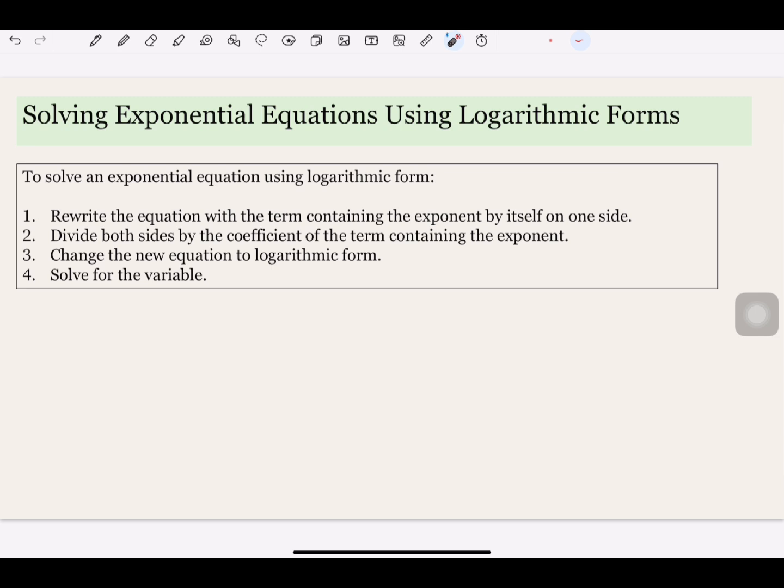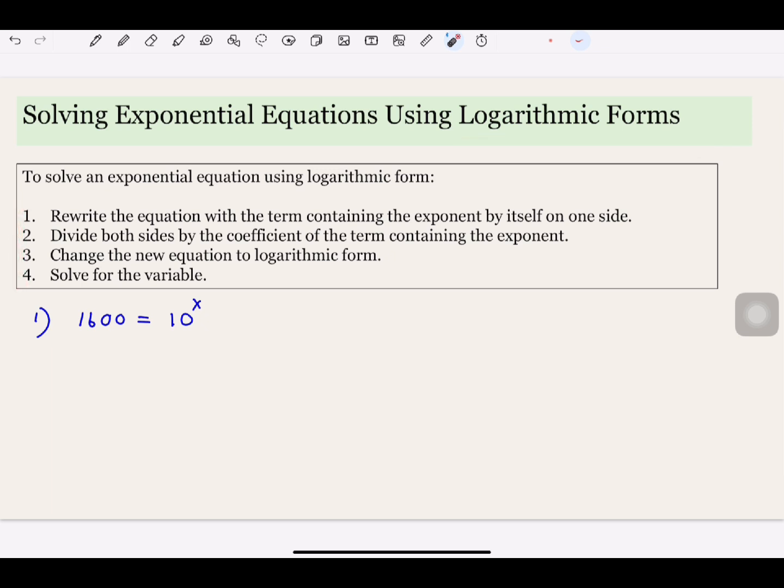So let's start with the first example. Let me give you this equation: 1600 equals 10 to the power x. You have to solve this equation for x. To solve it, I'm going to use logarithmic form, so let's try to apply these steps.